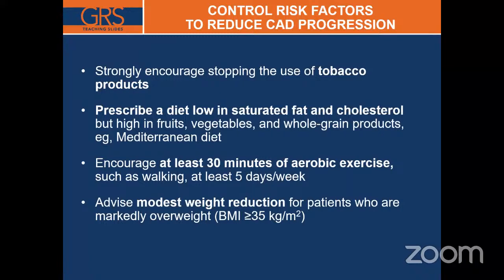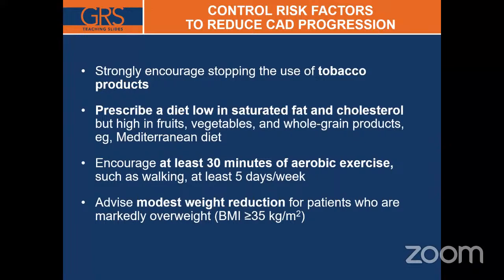Now we're going to talk about the control of risk factors. To mitigate the progression of coronary artery disease, effective management of risk factors is crucial. So we have some points. First, we need to emphasize the importance of cessation of tobacco products as a priority due to their detrimental impact on cardiovascular health. Second, we prescribe a diet low in saturated fats and cholesterol while promoting high consumption of fruits, vegetables, and whole grains, such as the Mediterranean diet. This diet approach is known to support heart health through its nutrient-rich components.